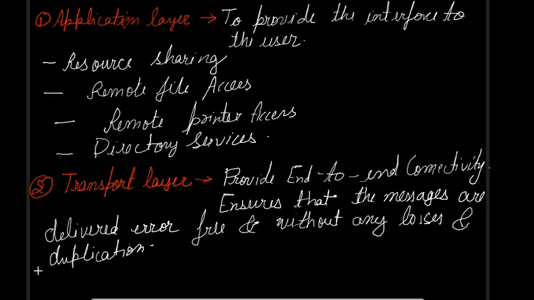So the third layer is the network layer. So what is the network layer? The main role of the network layer is to provide the addressing. So its responsibility is addressing and what routing algorithm is to be used for the best outcome for the transfer of the data is to be decided by the network layer.